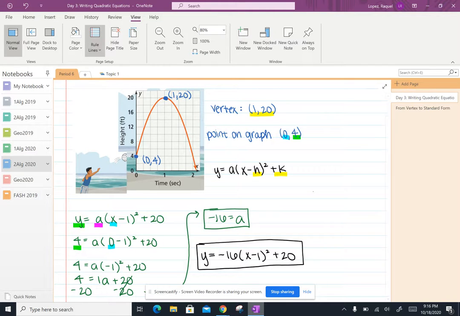Okay, let's figure out how to go from vertex form to standard form in the next video.